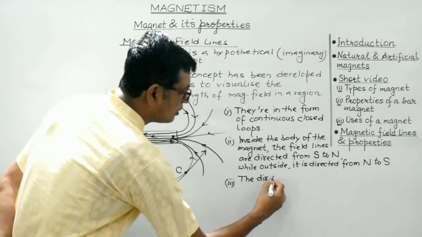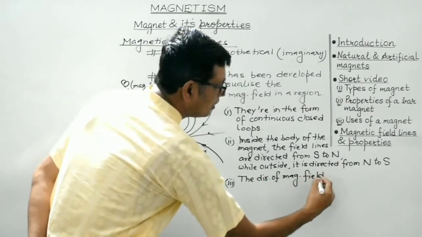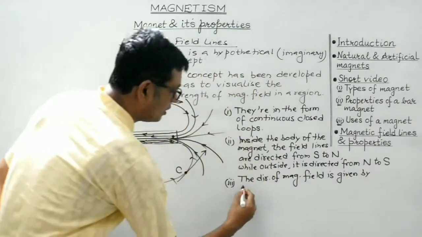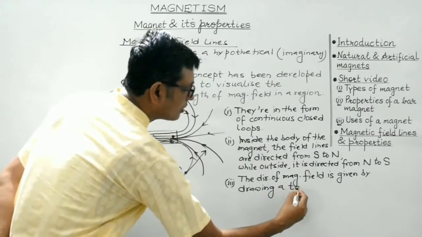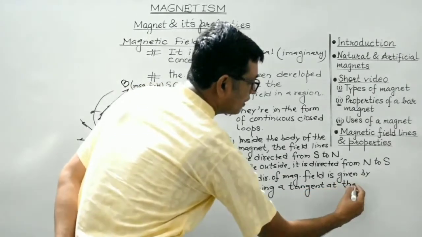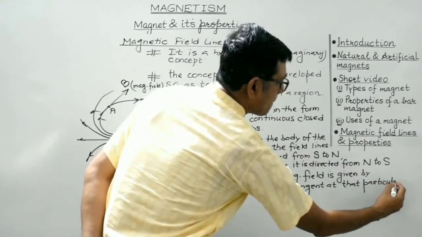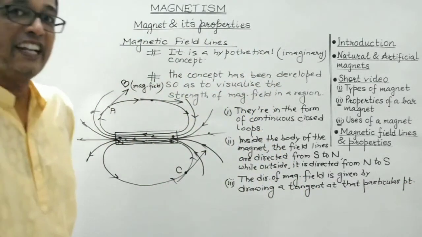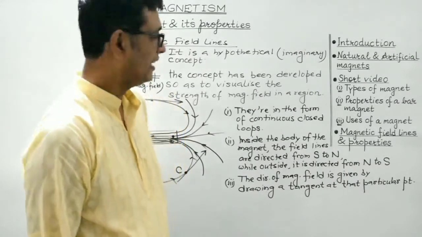So the direction of the magnetic field is given by drawing a tangent at that particular point. So this was regarding the direction of the magnetic field in the region of the bar magnet, right?